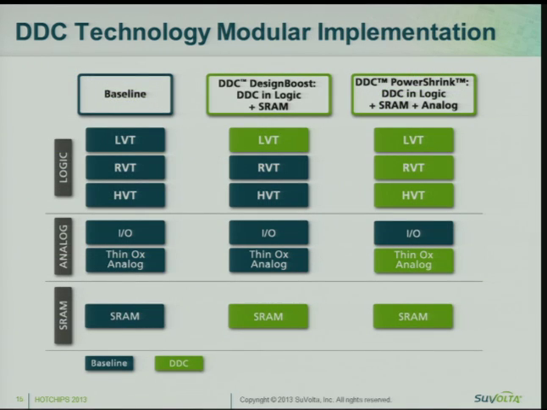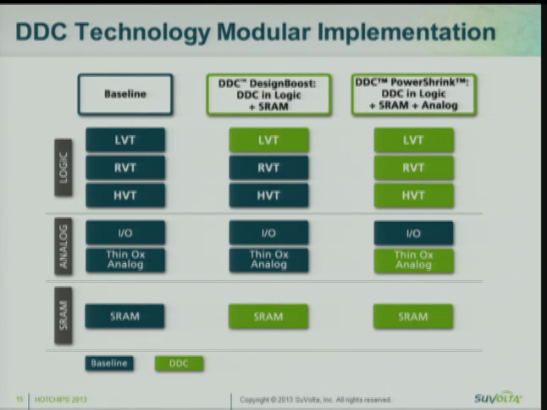So the DDC technology, again, deeply depleted channel, is modular. This means that baseline transistors and DDC transistors can coexist on the same die. It's only a question of when you apply the implant masks. If you apply the implant masks first, you get DDC. If you apply them later, you get baseline. It's all a question of leaving that thin layer undoped.